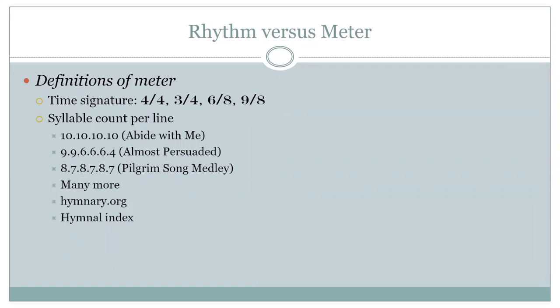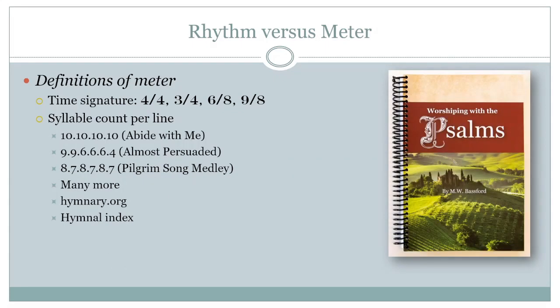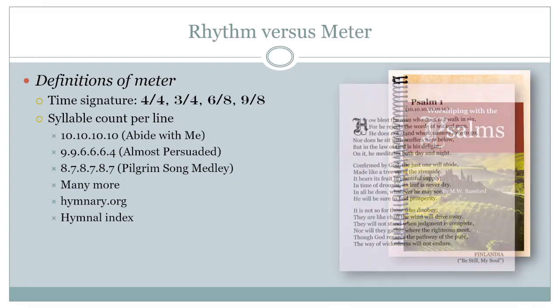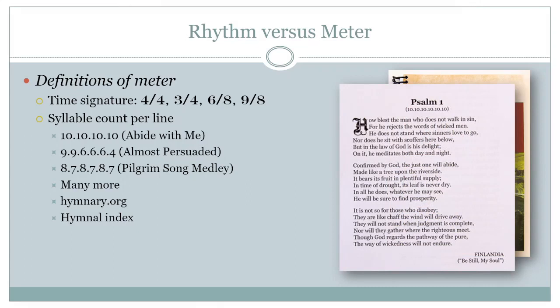And one example of a book that's like that is a book by Matt Bassford, which is an arrangement of all of the Psalms from the Bible, Worshiping with the Psalms. And what he has done there is just written out arrangements of psalms to set these songs to meters that can then be sung to well-known tunes. For example, his arrangement of Psalm 1 is in a 6/10s meter, and that is the same as the tune called Finlandia, which is the tune to Be Still My Soul.